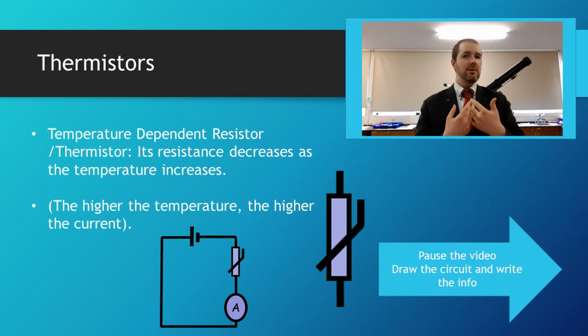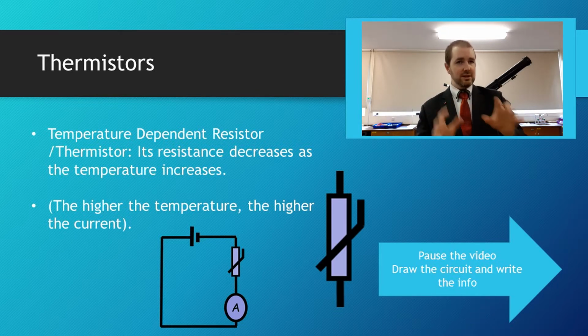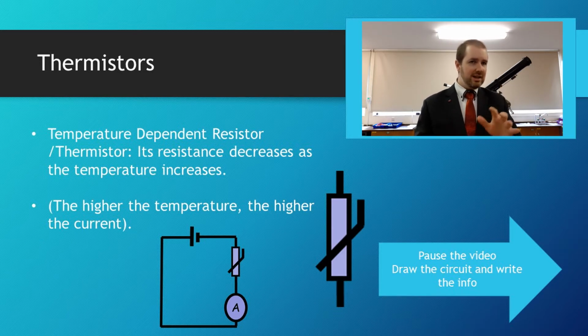So there we go. Now what you need to do is pause the video, draw the circuit in front of you, draw the components, and understand what it looks like. It's kind of unclear, but again, it is just a box resistor. So it's a box with a funny line on there to indicate it changes with temperature. And we'll look at that in more detail in a second.